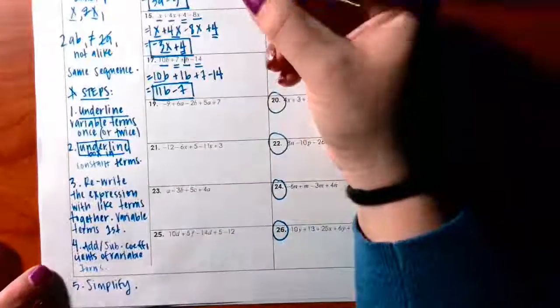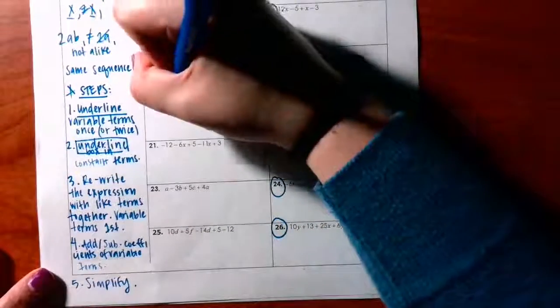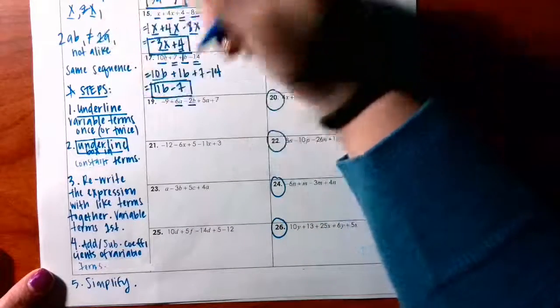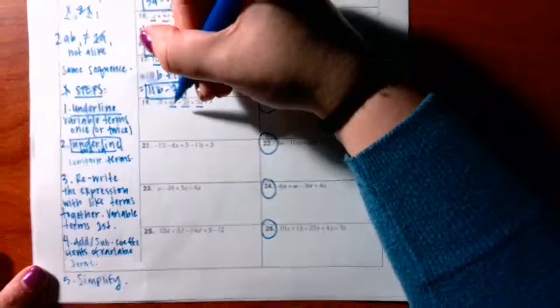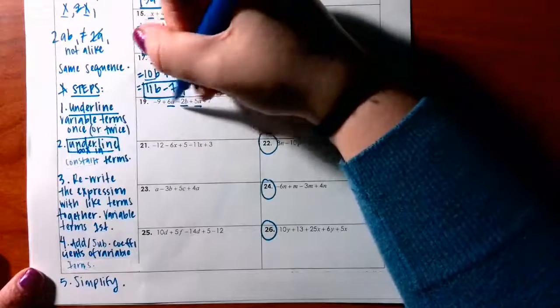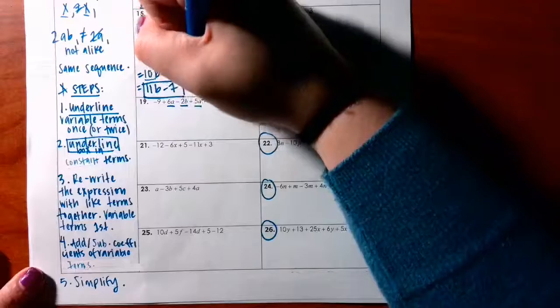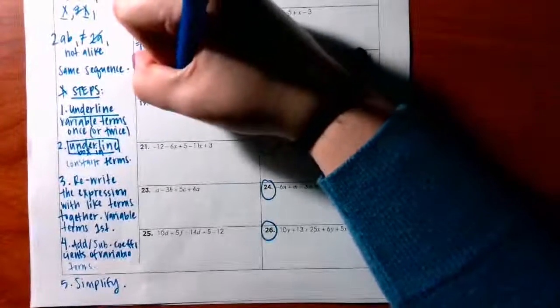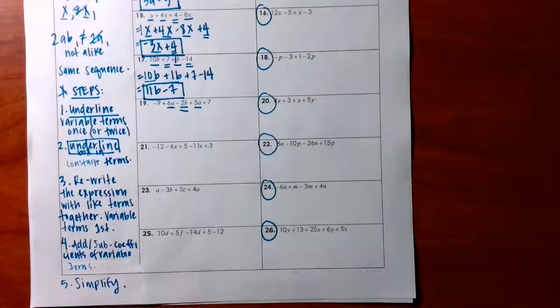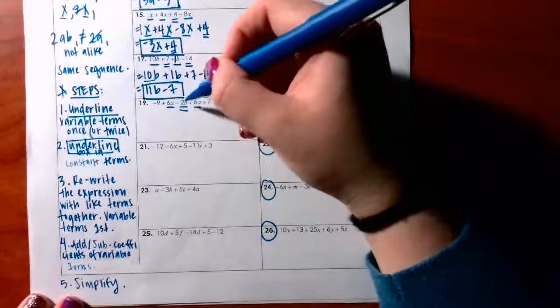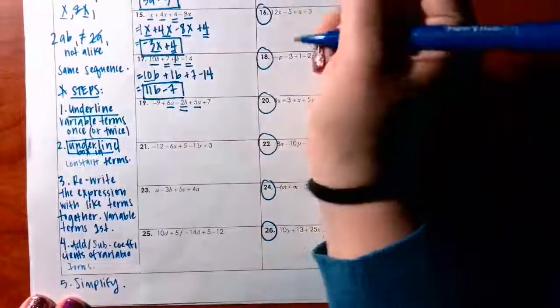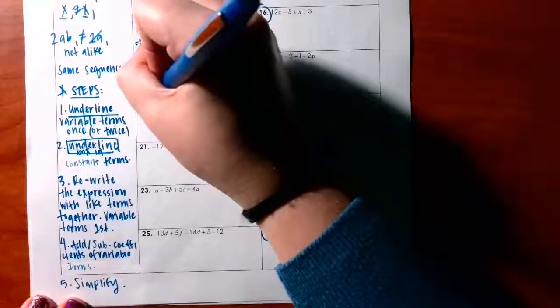So let's move on to number 19. Following the first step, I'm going to underline my variable terms once. Now, if I look here, I've got A, B, and A. Now yes, they are all variable terms, but only A and 6A and 5A are the same. 2B is a separate term. They are not like terms. Remember, they have to have the same variable. 2B doesn't have the same variable. So that's a different one, so we're going to underline that twice. I'm going to decide to circle my constant terms here.